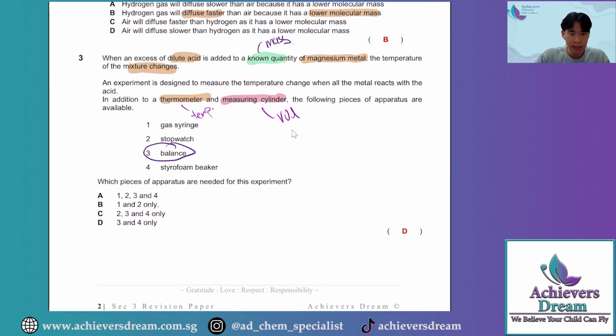Option 3. And then, of course, a container is required to hold the acid and to allow the reaction to take place, right? Because when the metal reacts over here, it will need to react somewhere, okay? And therefore, we will need a beaker, styrofoam beaker. We will not need a gas syringe because it doesn't measure the temperature change, neither does the stopwatch. And therefore, the answer is B.